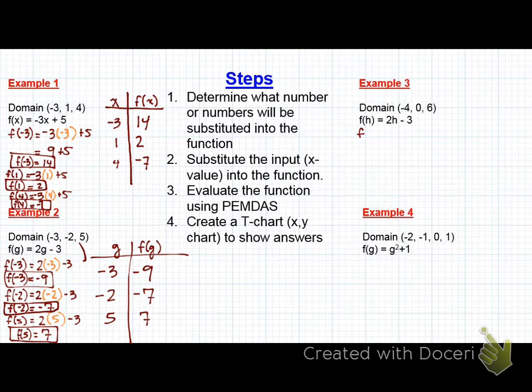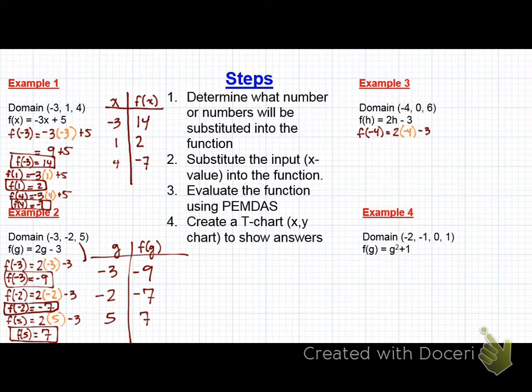Negative 4. So we're going to write f of negative 4 here, and then we're going to rewrite our expression. We got 2h minus 3. Instead of h, what am I going to be putting in? Negative 4. So we got 2 times negative 4, and then subtracting 3.